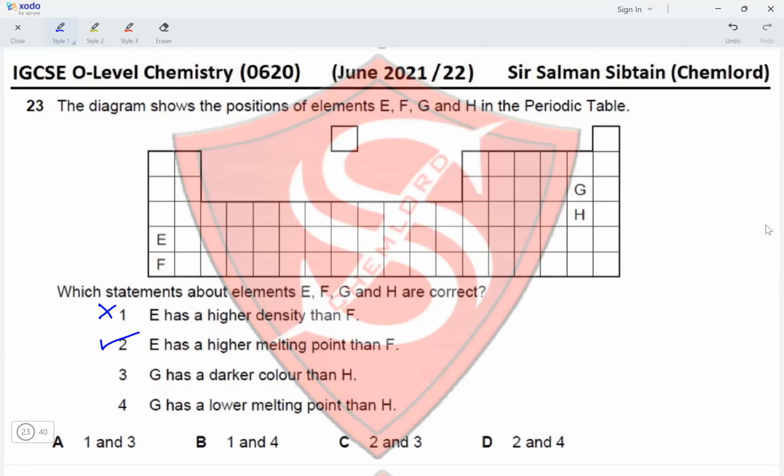No, it would have a lighter color than H. The intensity of color increases down group 7. So this is incorrect. G has a lower melting point than H. G is a gas, H is a liquid. So it would have a lower melting point than H. The melting point in the halogen group, that is group 7, increases down the group. So G has a lower melting point than H. This statement is correct. Since statements 2 and 4 are correct, option D is the correct option for this question.